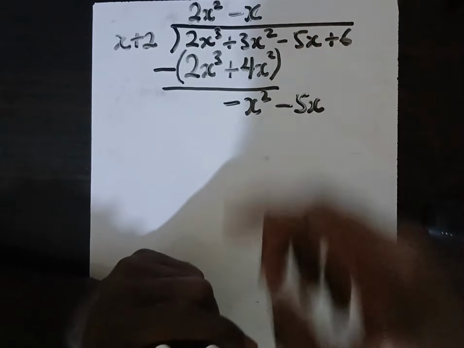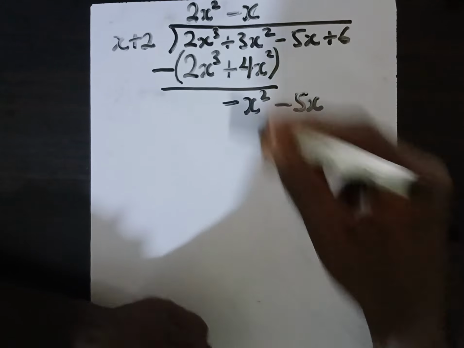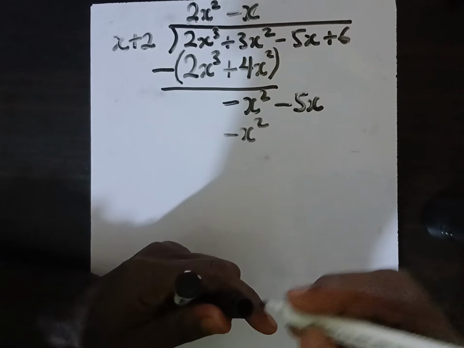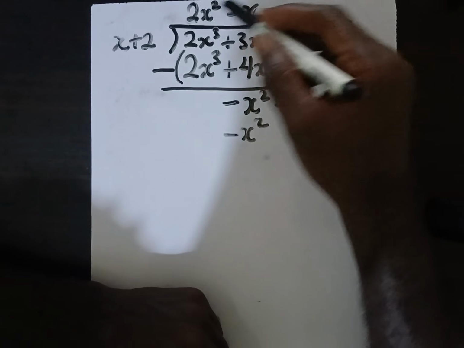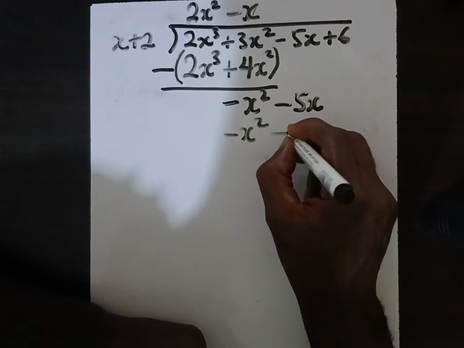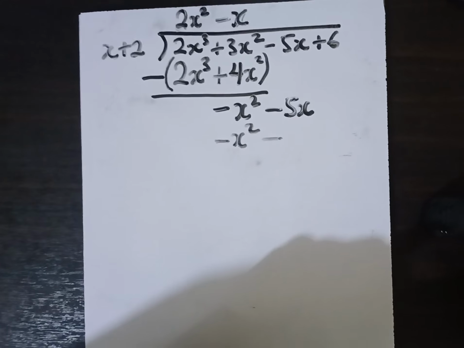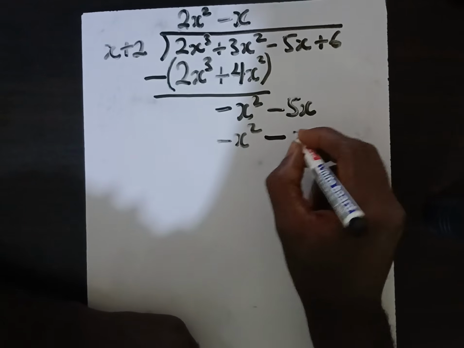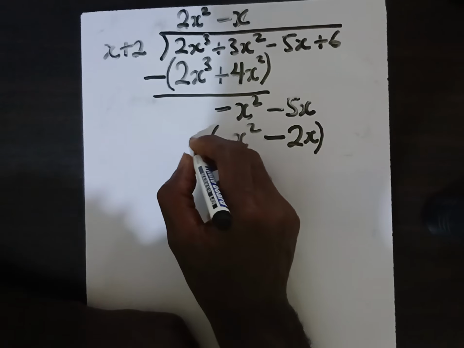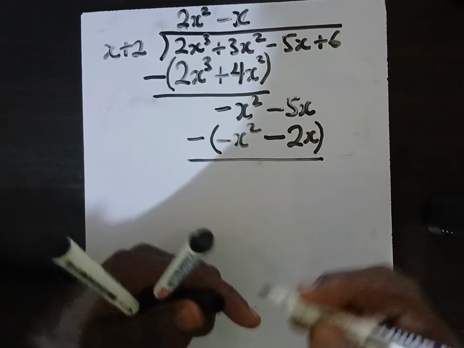Then you do the multiplication again. Take the negative x times x. So the negative x times x is going to give us negative x squared. Then negative x times positive 2 is going to give us negative 2x. So we have negative 2x. Then you indicate your bracket, then you bring your minus sign, and you underline it nicely.